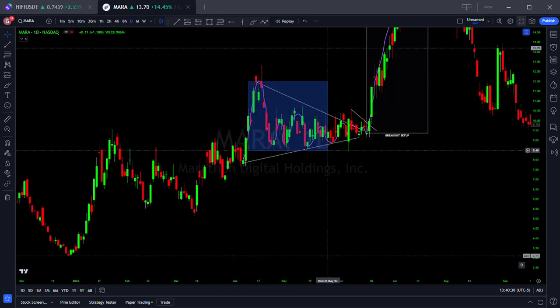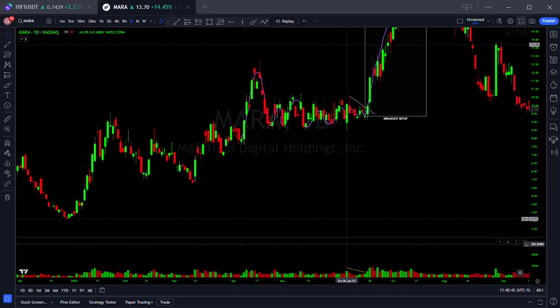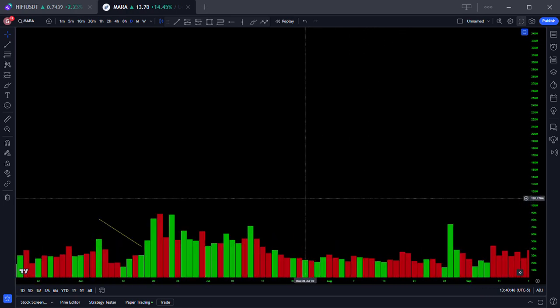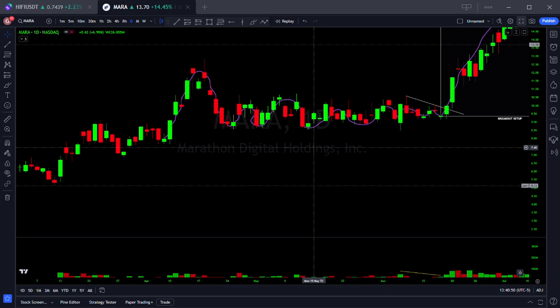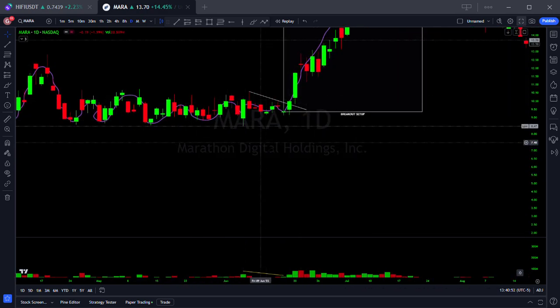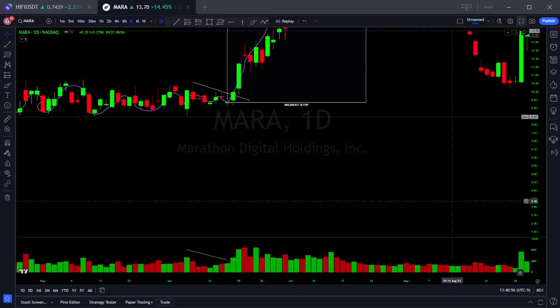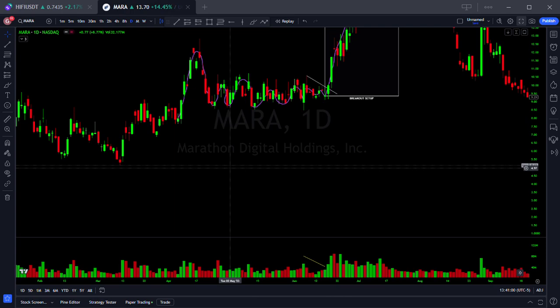So let's delete this real quick. Actually, I'm going to show you guys the volume. This is something that we want to look at too. What we're looking for is after the breakout, we want to see some volume, or we want to see the volume dying out. I'm going to show you guys what I mean.